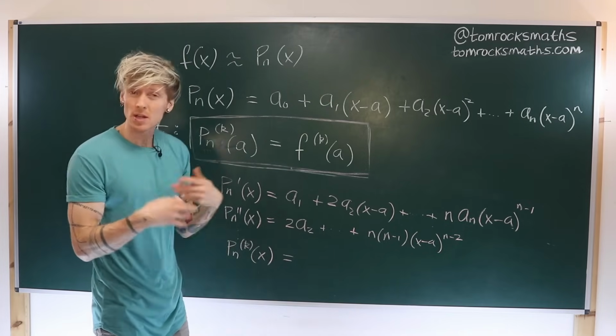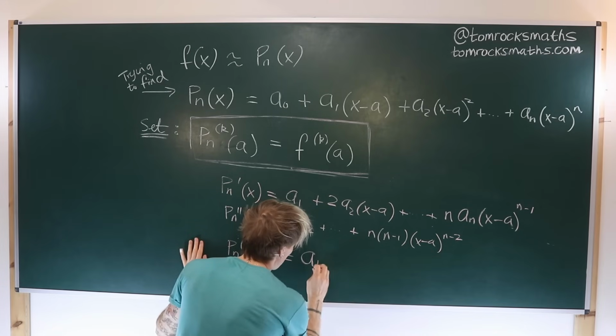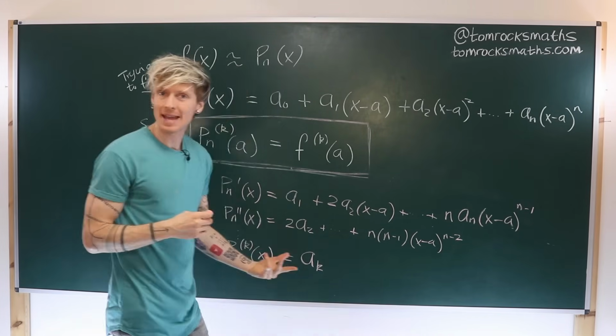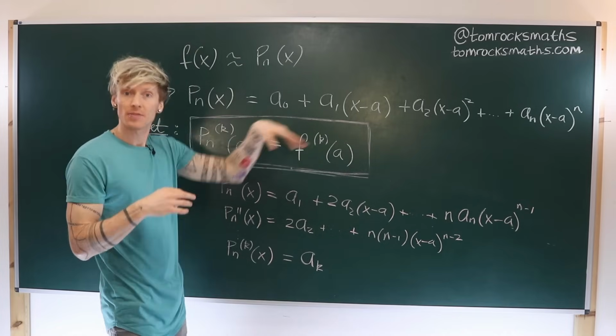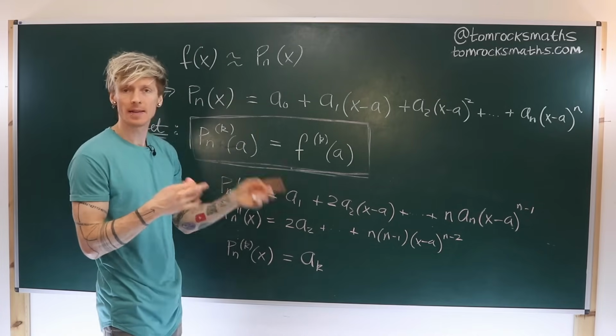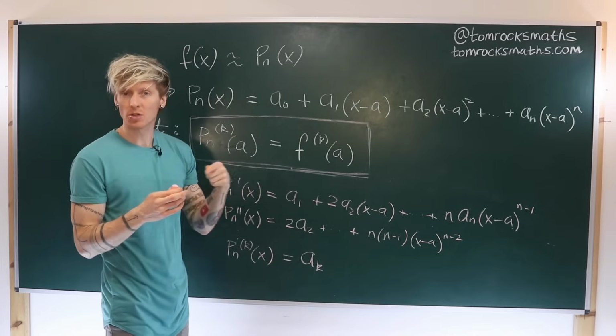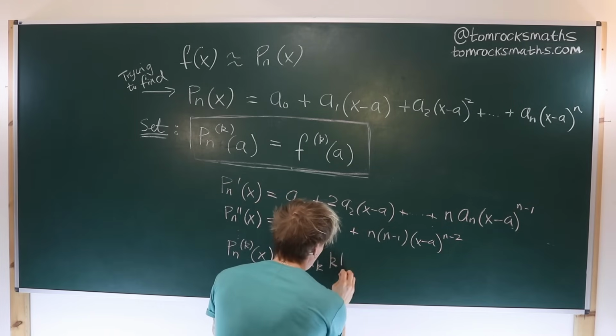So the first one that doesn't vanish is actually going to be the term that had x minus a to the power k. So the ak would be the coefficient, and then we've differentiated down k times. So that's k, and then again k minus 1, k minus 2, and we're going to go all the way down to 1. So we've actually got k factorial.